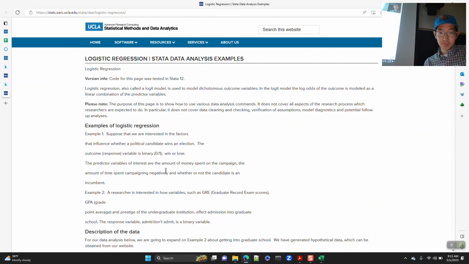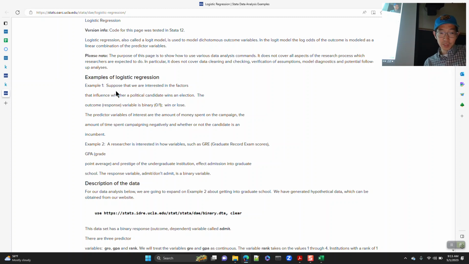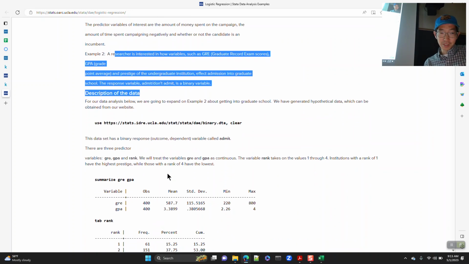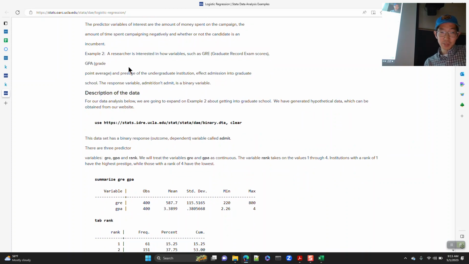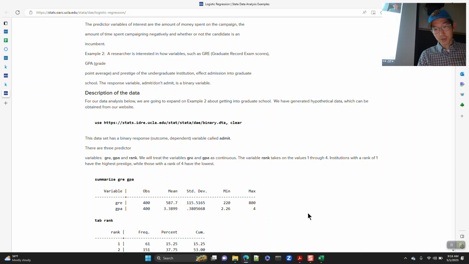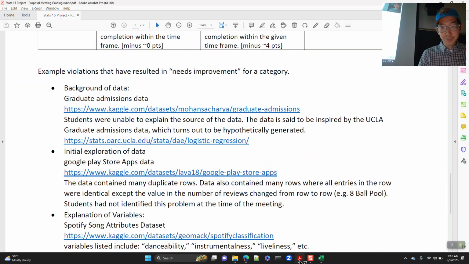It says, suppose that we are researchers interested in how variables like the GRE, GPA, and prestige of an undergraduate institution affect admission to graduate school. And then here it says we generated hypothetical data. Generated hypothetical data, which in this case, that's a no-no. You can't use fake data. So that would be a huge problem.